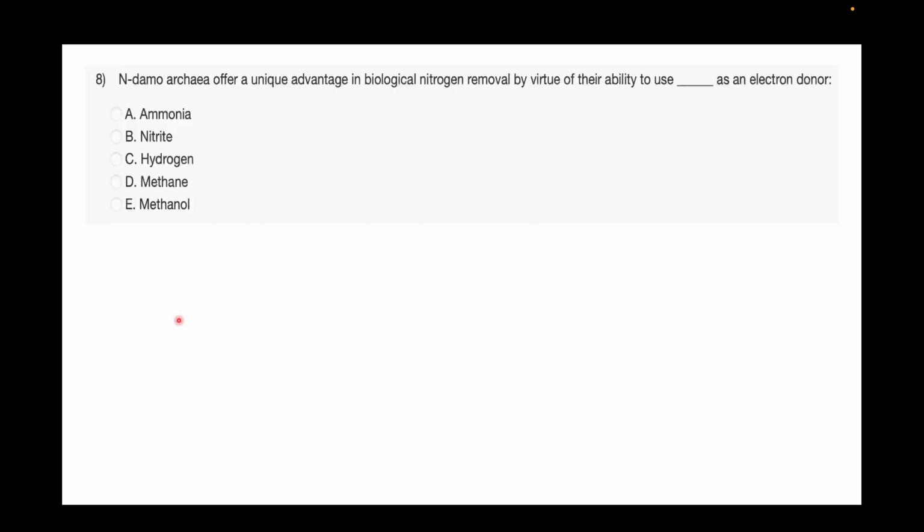Understood the question? Biological nitrogen removal. The organism in question is N-Damo archaea. Sorry, it's not a bacteria, it's an archaea, which can use dash as an electron donor. Please tell me what you think is the correct answer. Answer in the chat box, please. I will revisit this question in a minute or two and tell you the correct answer.